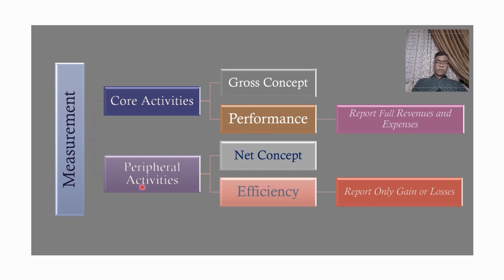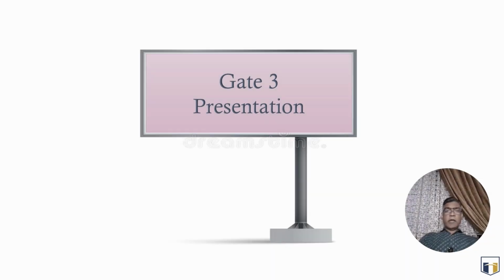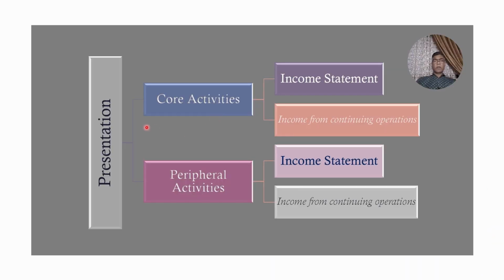For peripheral activities, the net concept is used. Why? Because it measures efficiency. What action should we take? You need to report only gains and losses. You know, gains and losses are the difference between proceeds and carrying amount, right? Gate 3 asks, where does it go? It means presentation. Now we move to the presentation.